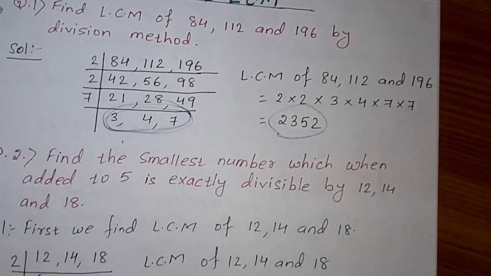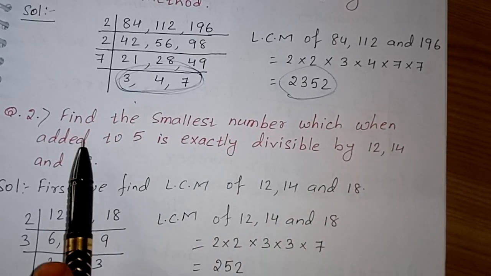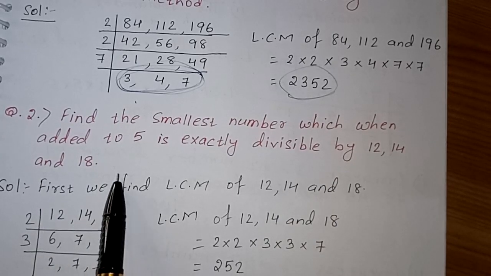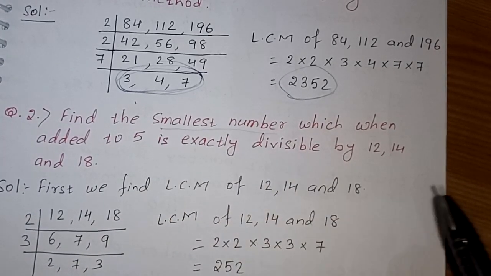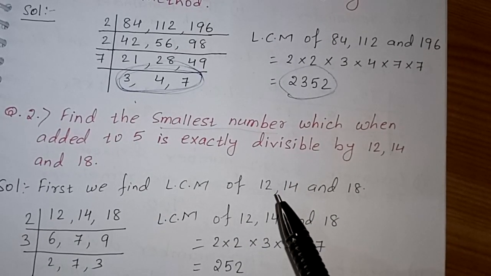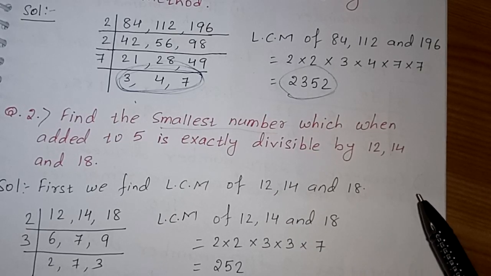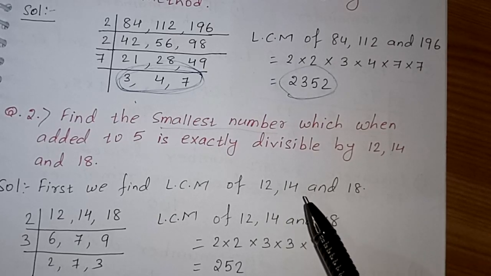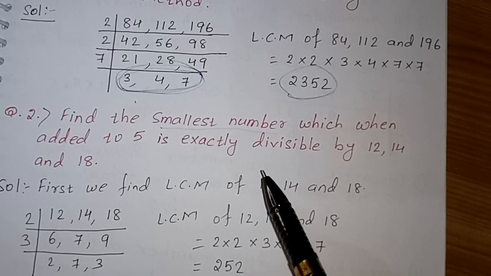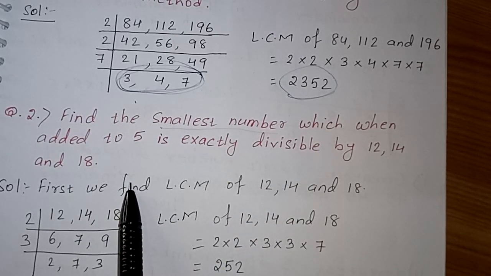Second question. The second question is: find the smallest number which when added to 5 is exactly divisible by 12, 14 and 18. You have to find the smallest number such that when you add 5 to it, the result you get is divisible by 12, 14 and 18. It means when you add 5 to that number, it becomes the LCM of 12, 14 and 18. Then it becomes the LCM. Okay.